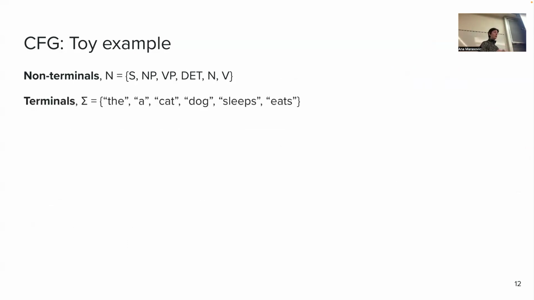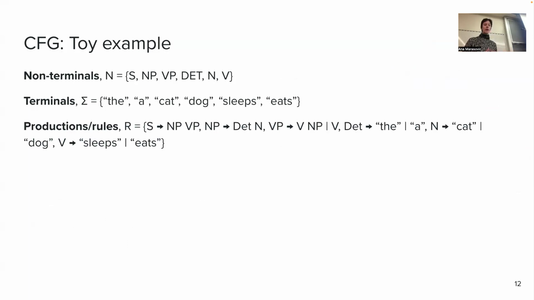Terminals are going to be our lexicon, so words such as the, a, cat, dog, sleeps, eats. We have production rules that say sentence can be realized by a noun phrase followed by a verb phrase. Noun phrase can be produced by a determiner followed by a noun. A verb phrase can be produced by a verb followed by a noun phrase. This here means "or". You can also realize a verb phrase by just a verb. Similarly, determiner can be realized either by the word "the" or "a". And then we have the start symbol equal to the non-terminal S, which means sentence.